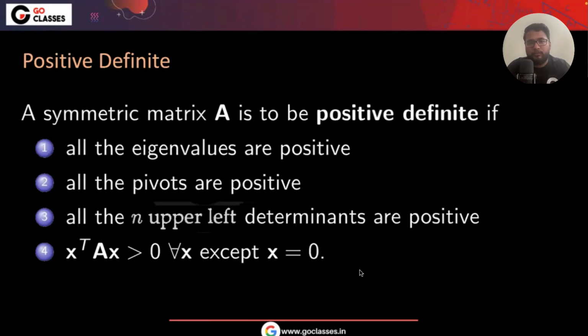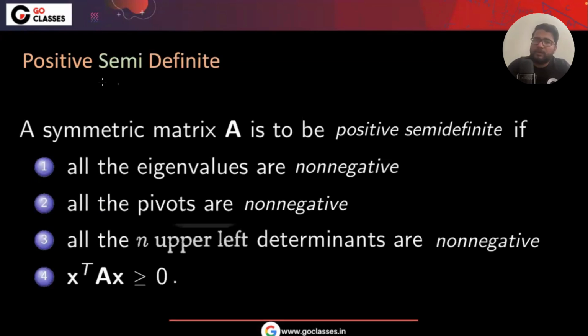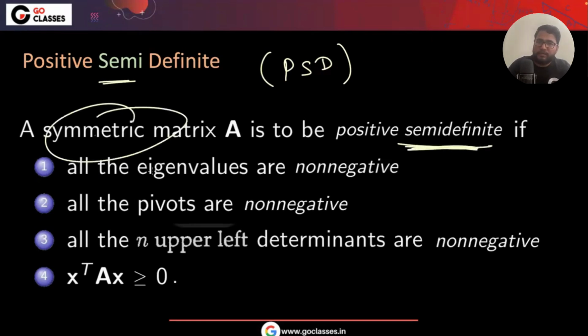Now, we have seen positive definite and these four conditions. There is one more definition, which is just a follow-up, called positive semi-definite or PSD. We will call a matrix A positive semi-definite. Again, this has to be symmetric. It is just that they are allowing zero also.